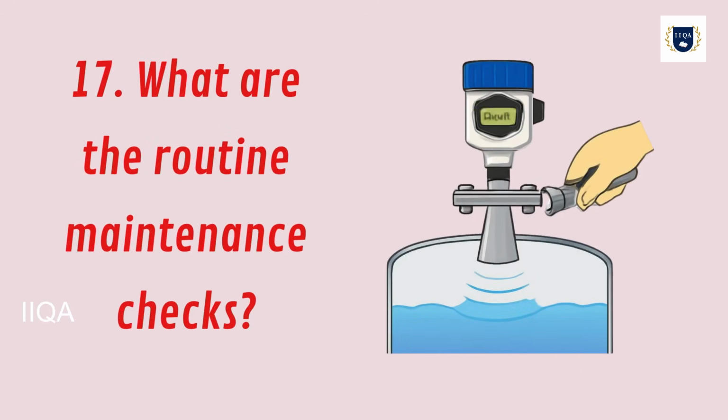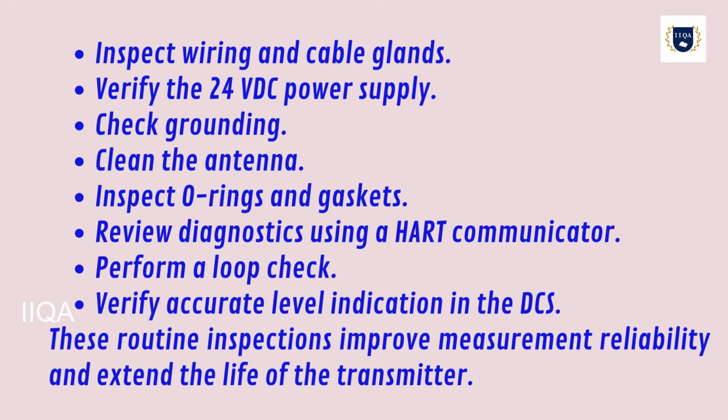What are the routine maintenance checks? Inspect wiring and cable glands. Verify the 24 volts DC power supply. Check grounding. Clean the antenna. Inspect O-rings and gaskets. Review diagnostics using a HART communicator. Perform a loop check. Verify accurate level indication in the DCS. These routine inspections improve measurement reliability and extend the life of the transmitter.